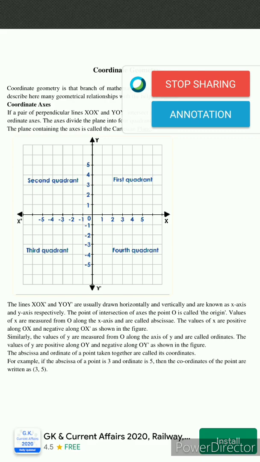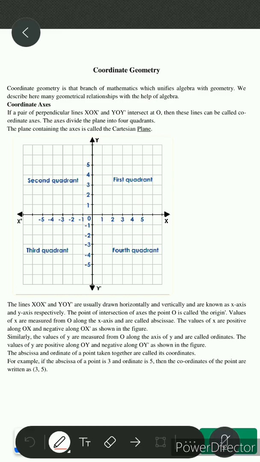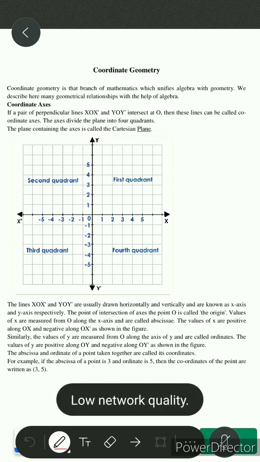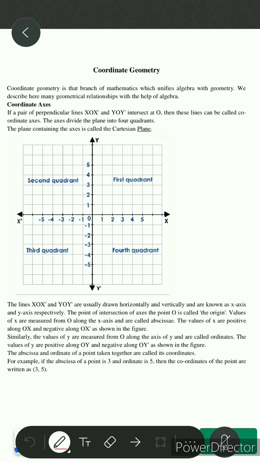In this video series, we will start the next chapter, chapter 3 of NCERT, Coordinate Geometry. Coordinate geometry is that branch of mathematics which unifies algebra with geometry. You might have represented many numbers on a number line, maybe rational, fractional numbers, or irrational numbers. Also, we have studied in chapter 1 how to represent different irrational numbers on a number line.